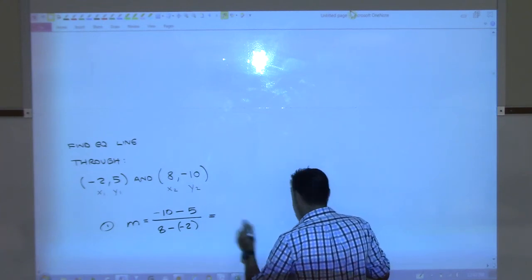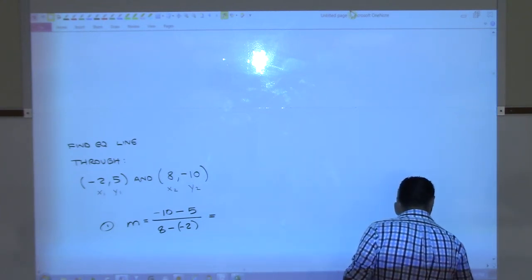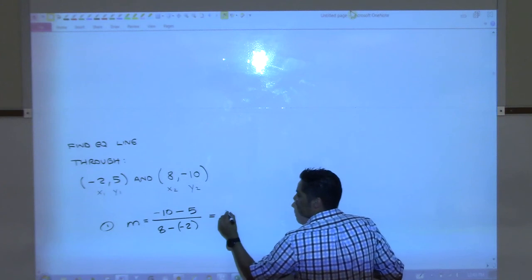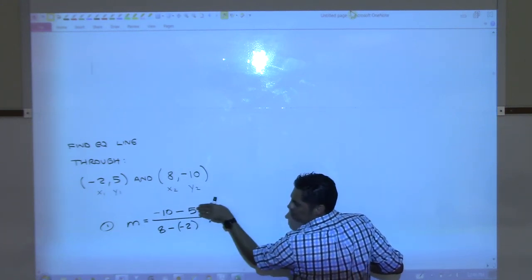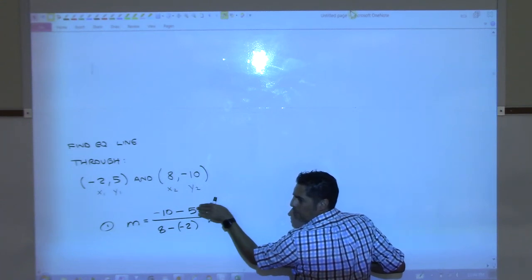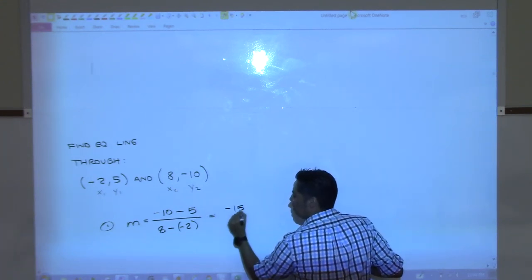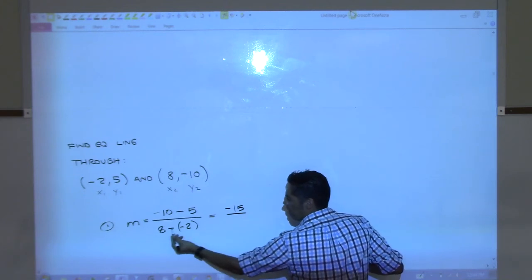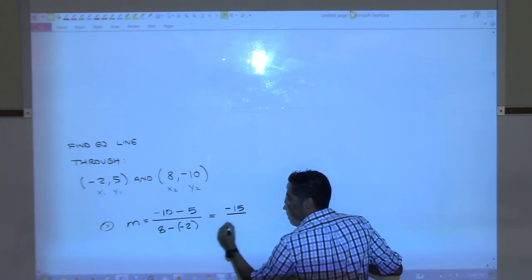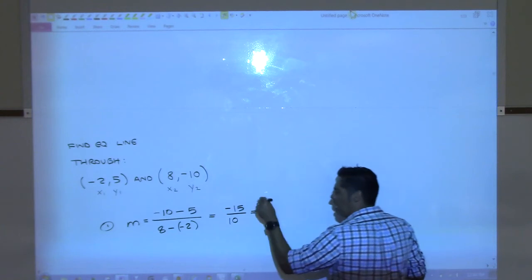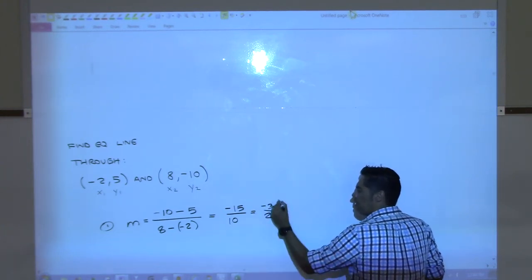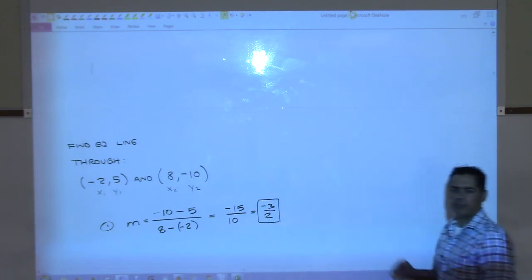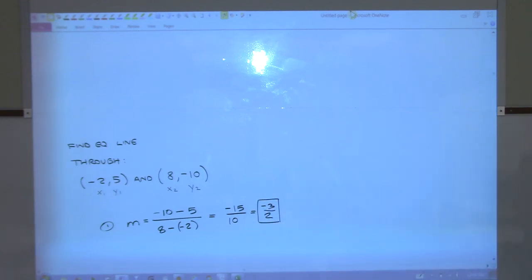So what is the top, Timothy? It's going to be 5. I owe you 10. I owe you 5. So -15 over, and this is minus and minus become plus, right? 10. And then let's reduce that. 5 goes into both of those, right? So -3 over 2. Okay, there's the slope of our line. Now, we're not done.